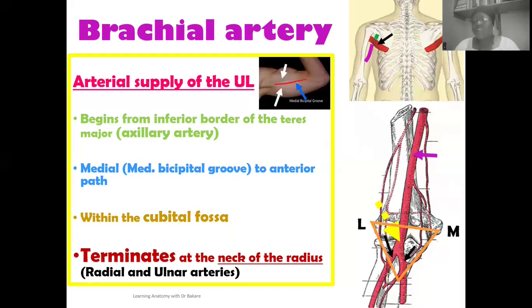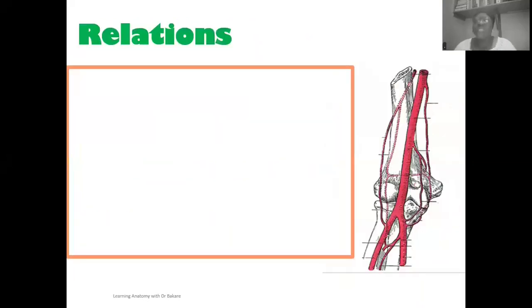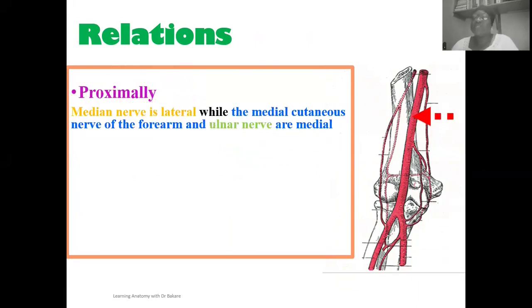So now let's dive further. We'll be highlighting the relations of the brachial artery, and this is very important in case we are asked during examination. So this is where we have the brachial artery that is arrowed in dotted red. Proximally, it is related laterally to the median nerve, and medially, it is related to the medial cutaneous nerve of the forearm and also the ulnar nerve.